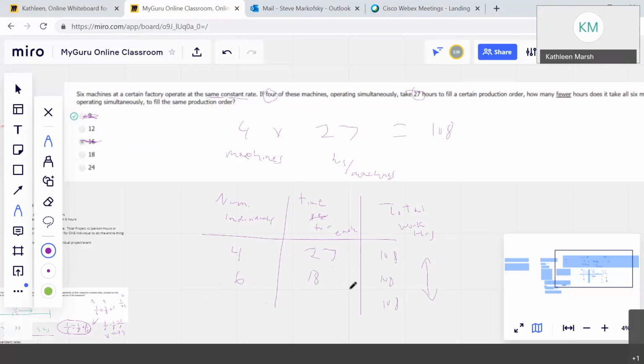So then how many fewer hours does it take all 6? You would do 27 minus 18. Exactly. So the last step is straightforward, right? So your answer is going to be 9.